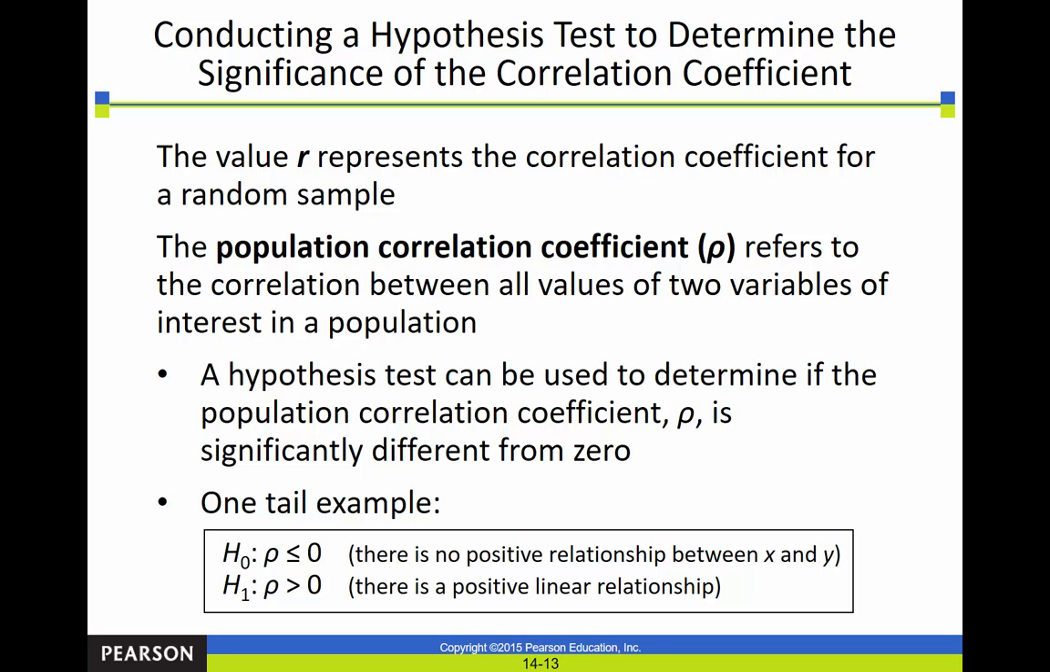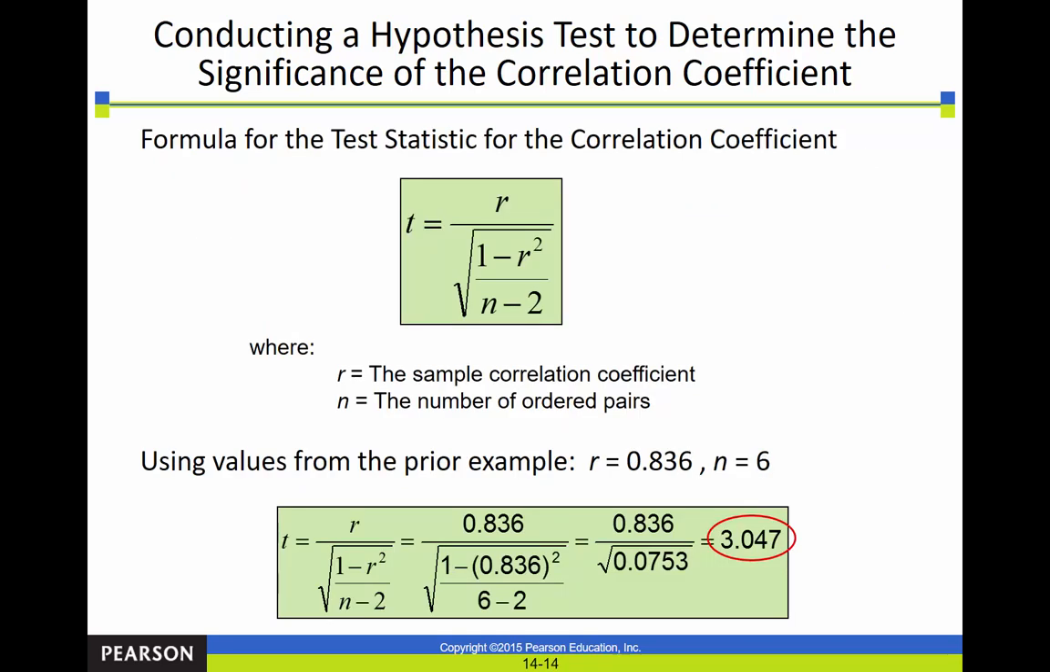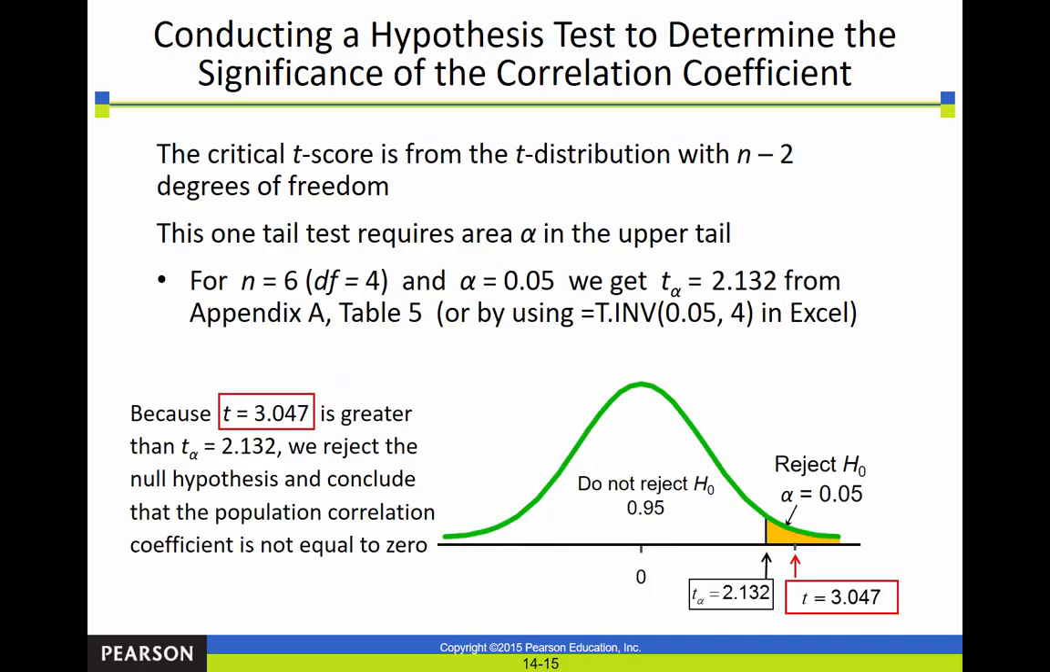So we can use a hypothesis test to determine if the population correlation coefficient is significantly different from 0. So here's an example. We can develop a t-test statistic where r, which is our sample correlation coefficient, is divided by, well, you can see the formula. I won't read the whole thing to you. But that gives us a t-test statistic. Then we figure out the critical t-score using the t-distribution.